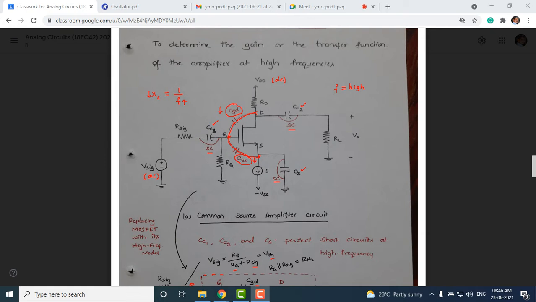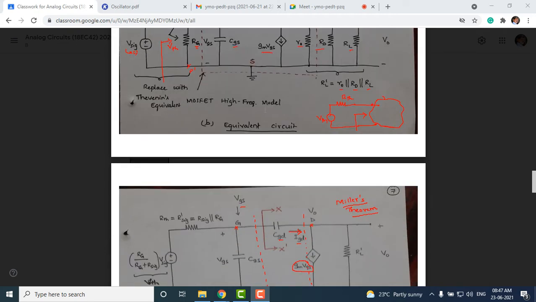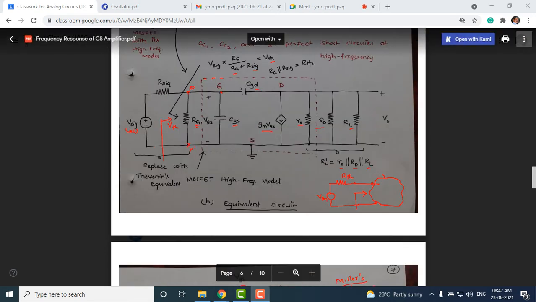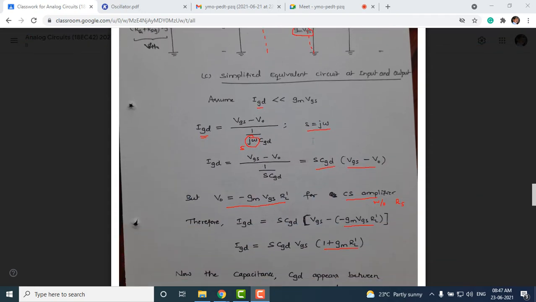That is the reason gain drops at higher frequency, whereas at lower frequency this CGD and CGS will act like an open circuit, but at higher frequency they tend to behave like a short circuit and cease the operation of the MOSFET here. Okay. So, we have discussed that in the last class, and we have written an equivalent circuit of the common source amplifier, and a simplified equivalent circuit.